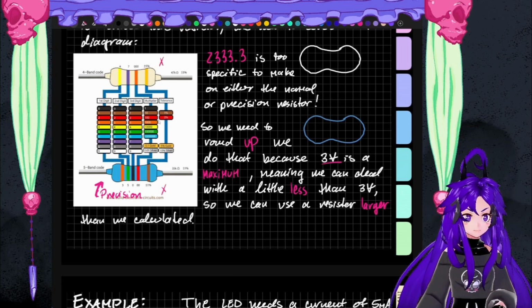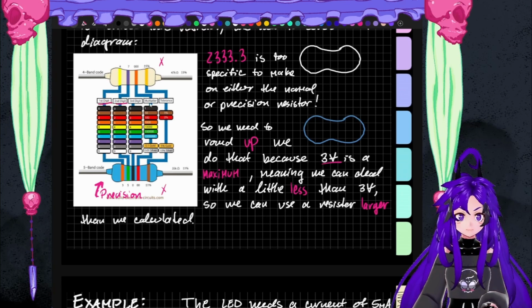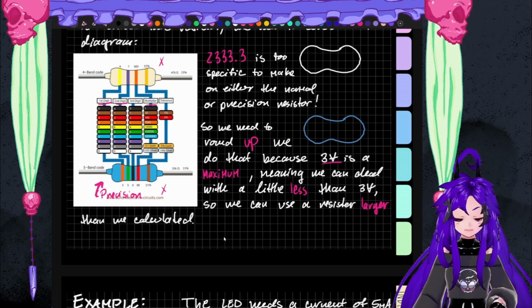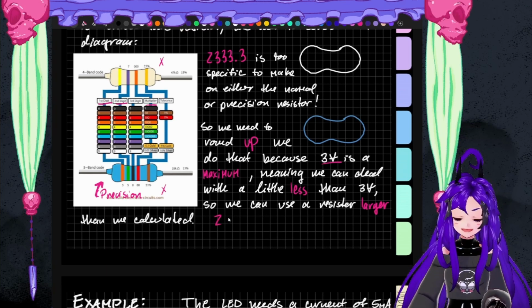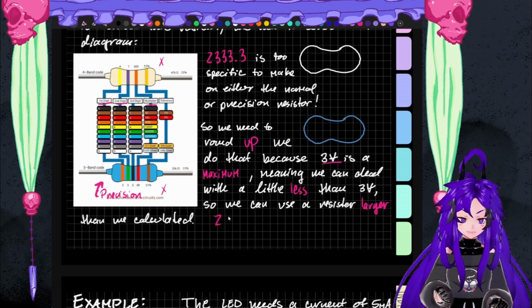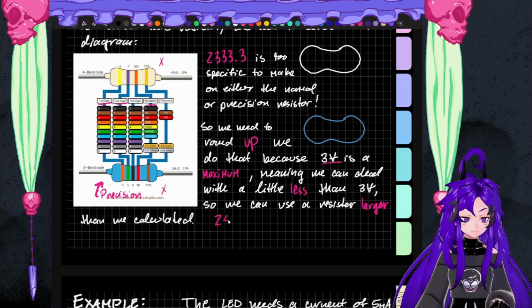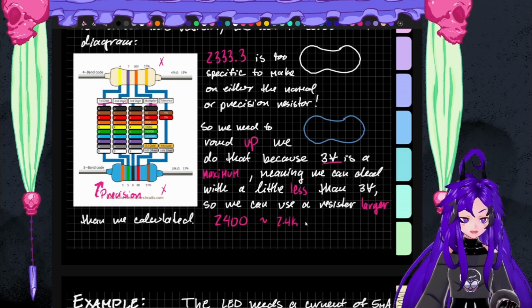Well, 4 bands only have 2 digits and a multiplier. So that means that we have to round up that second digit. And that's the most accurate we can get with a 4-banded resistor, okay? So we're going to end up with 2400. So about 2.4 kilo ohms.